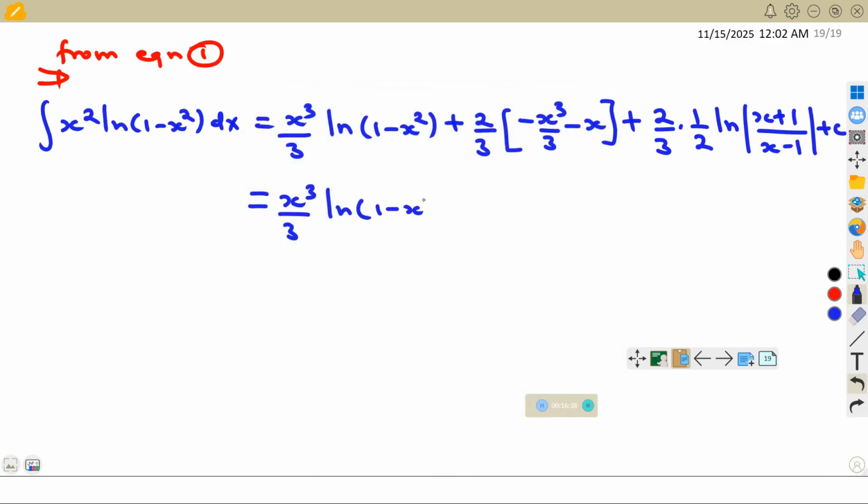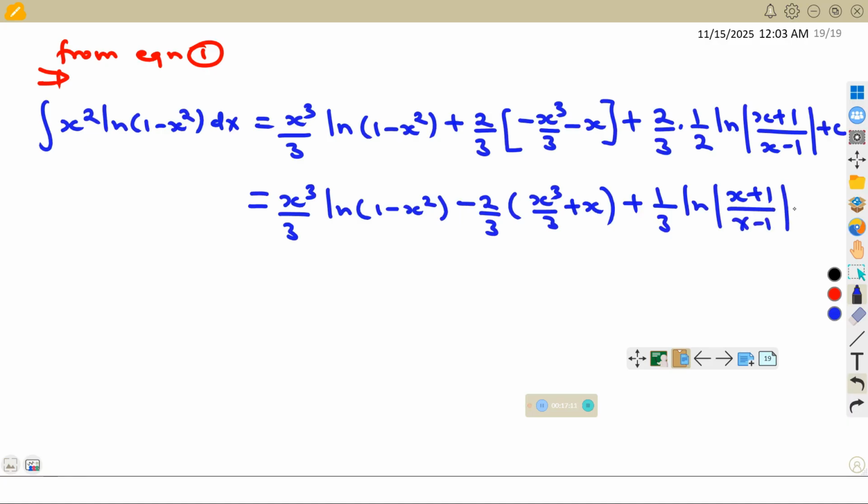So 1 minus x squared, plus we can even put this minus out, so we can have this as minus 2 over 3 of this one here. So this will be x to the power 3 over 3, then plus x, then plus this can be simplified to give us a third ln magnitude of x plus 1 over x minus 1 plus c. So that would be the value of the integral of x squared ln of 1 minus x squared.